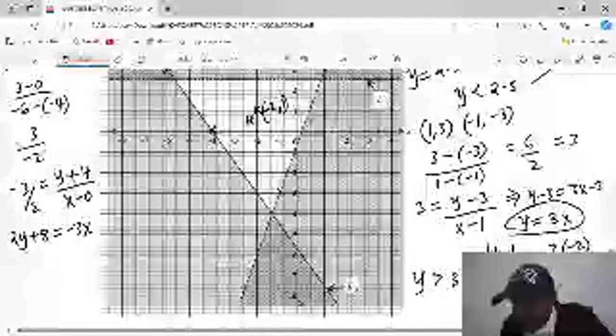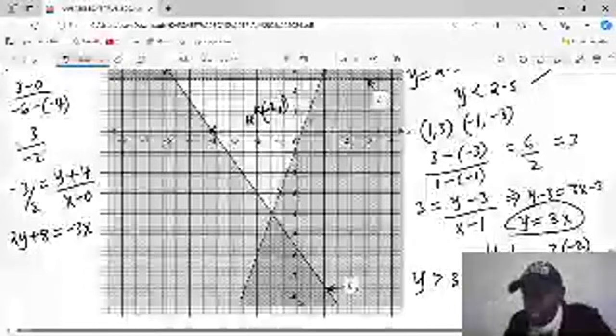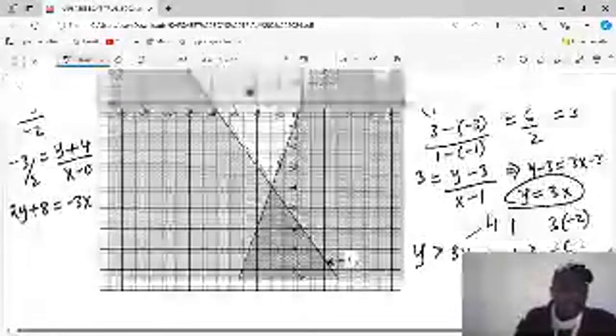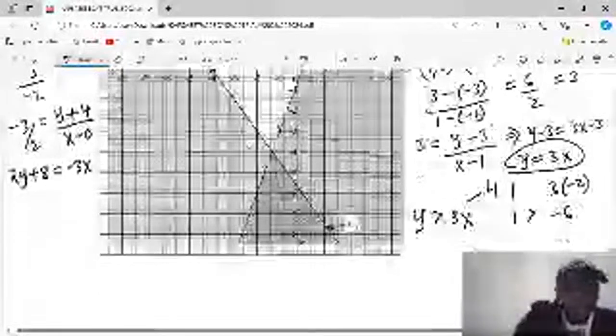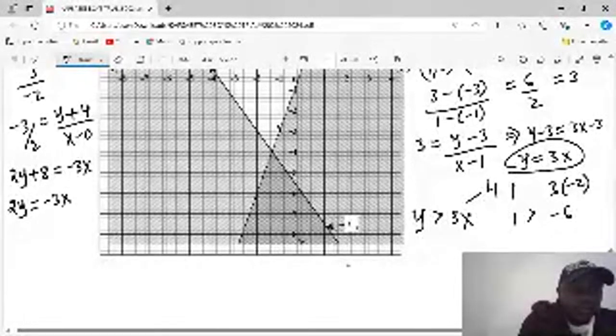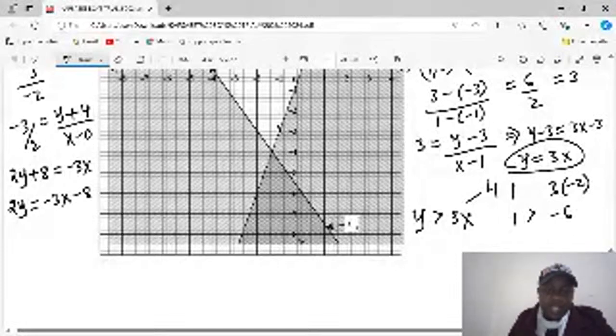Section B will be done tomorrow. So let's just wind up with section 1. We are at number 14 over 16. So we are finishing. Ladies and gentlemen, relax. 2y equals negative 3x minus 8.